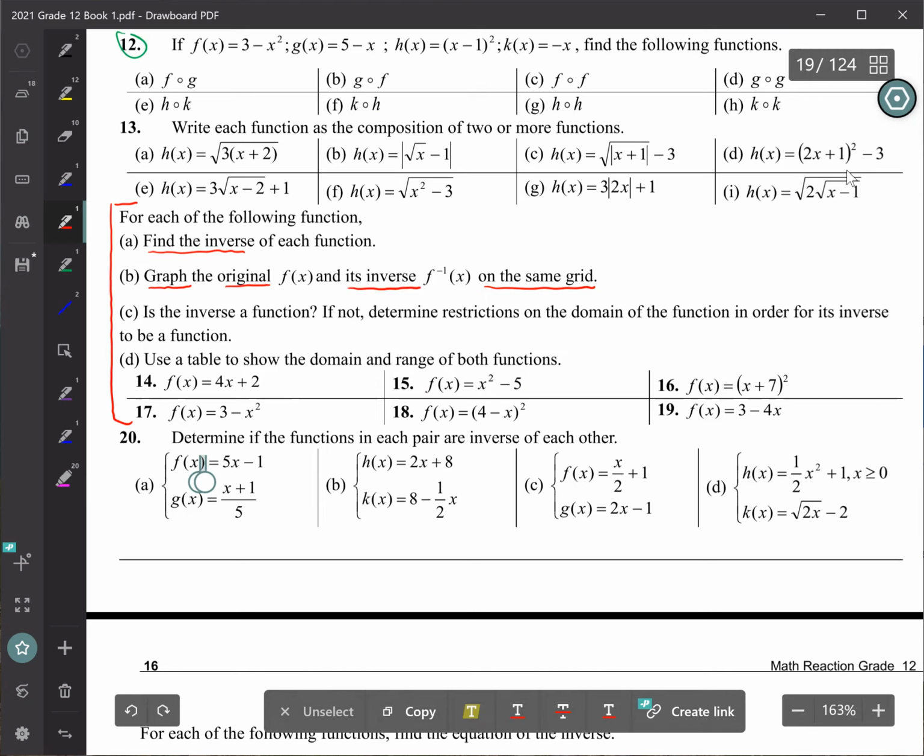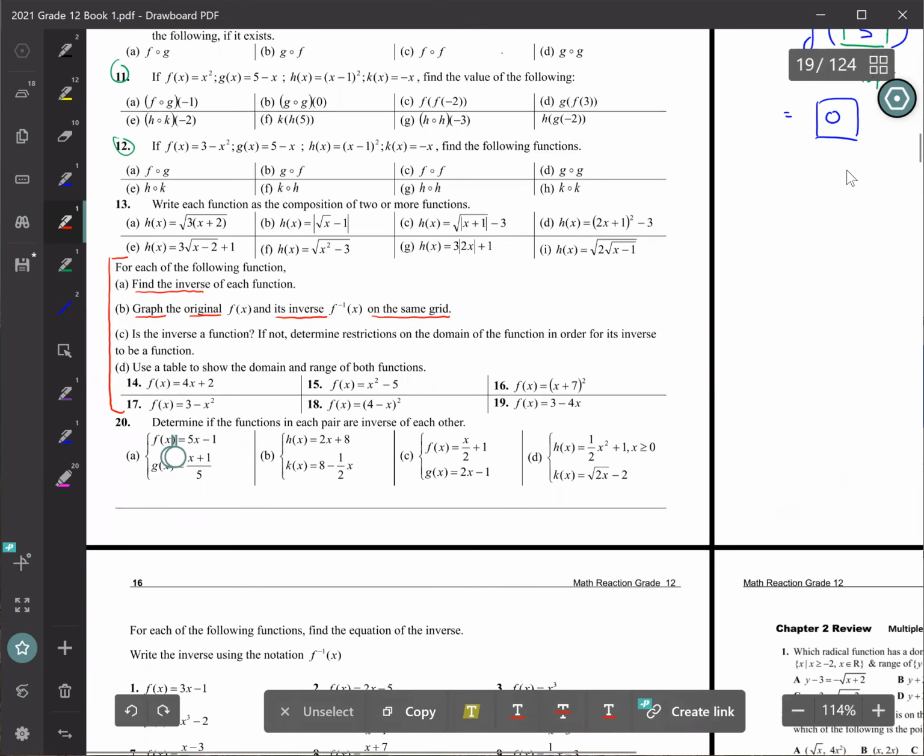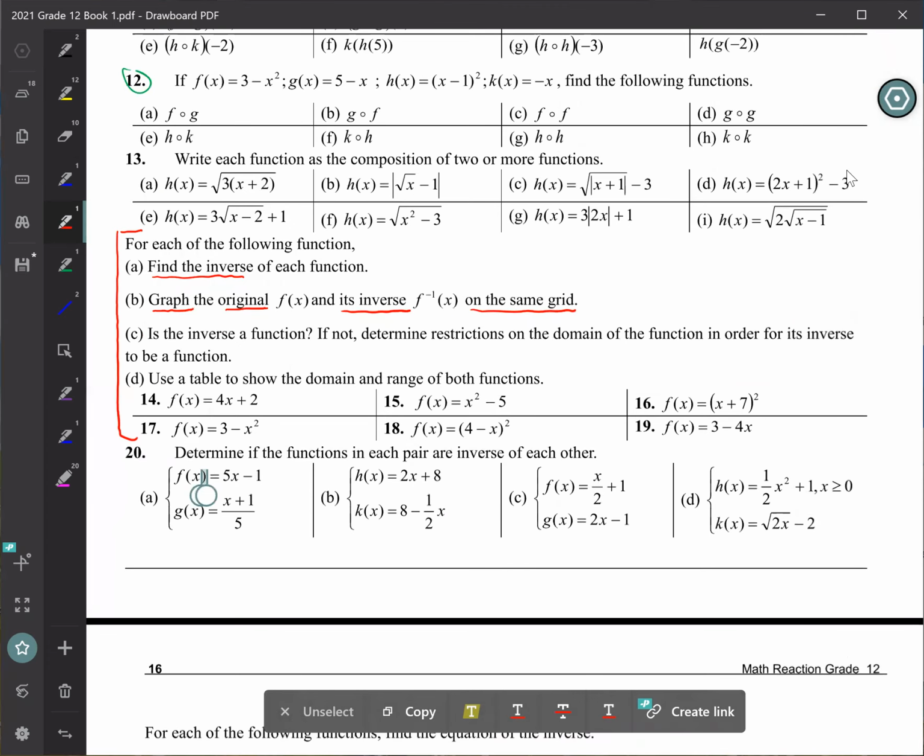So please use grid paper, right? You can print it out off the internet. Use the grid. And then part C, you answer, is it a function? Some of them are, some of them are not. If it's a parabola, when you inverse, it's not a function, but if it's a straight line, then it will still be a function. So it also covers some of the older questions. We did the inverse of straight lines, right? So if not, you need to give me restrictions on the domain of the original. At the end, use a table to show the domain and range.